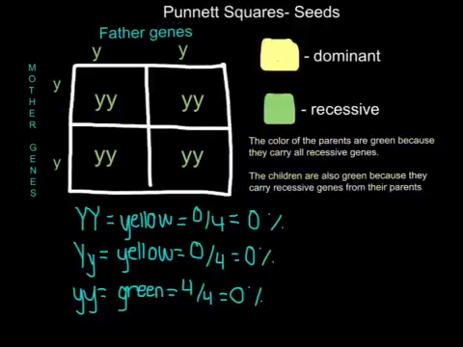Here is a Punnett square of seeds. Now, the father genes are both recessive and the mother genes are both recessive. So that means their children are all going to have recessive genes. The color of the parents are green because they carry all recessive genes. The children are also green because they carry recessive genes from their parents.